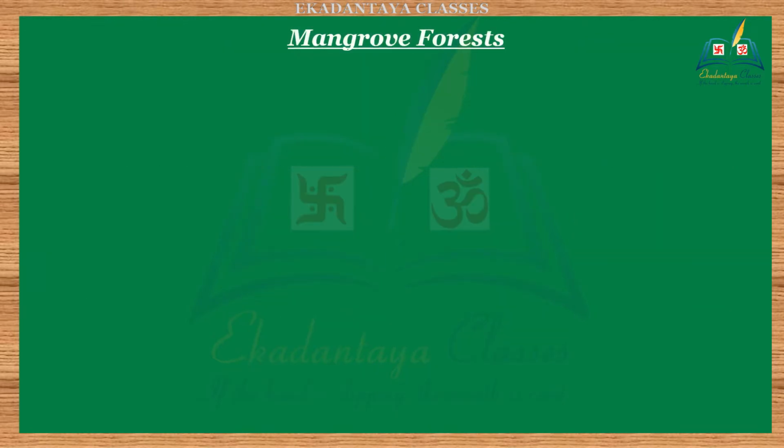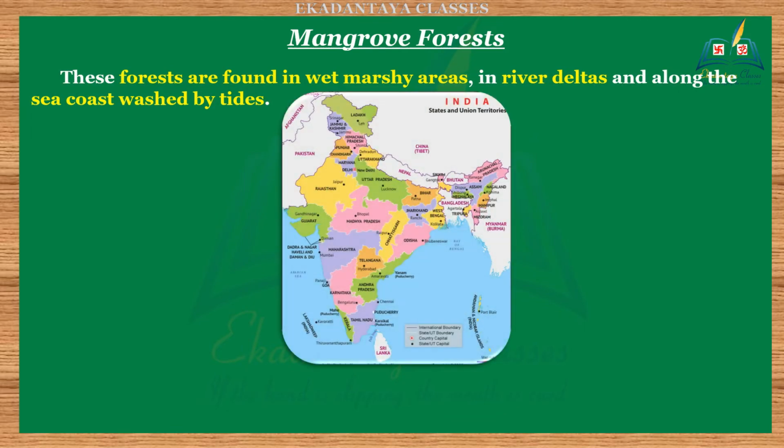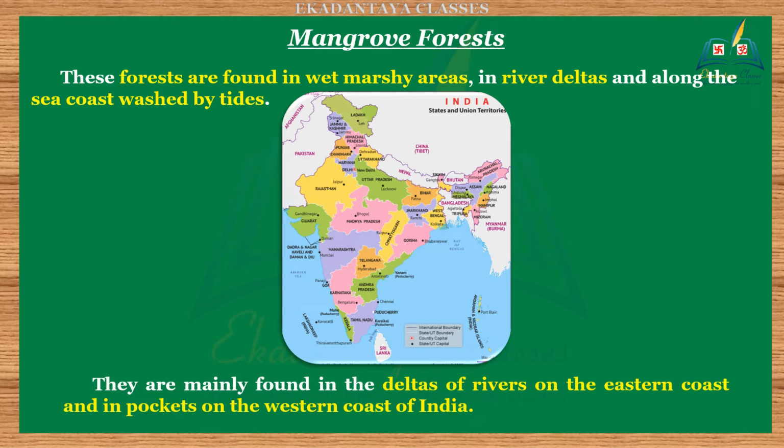Mangrove forests. These forests are found in wet marsh areas, in river deltas and along the sea coast washed by tides.